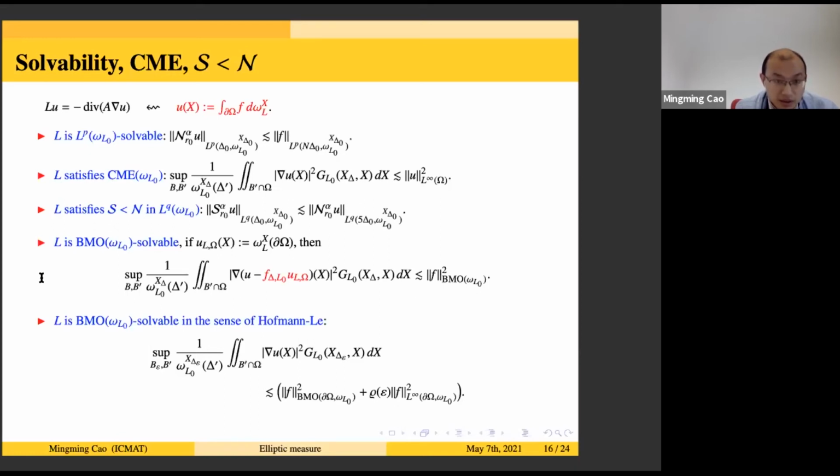And the next one is BMO solubility. L is called BMO soluble with respect to omega L0 if we define U as a measure on the boundary, then the following Carleson statement holds.